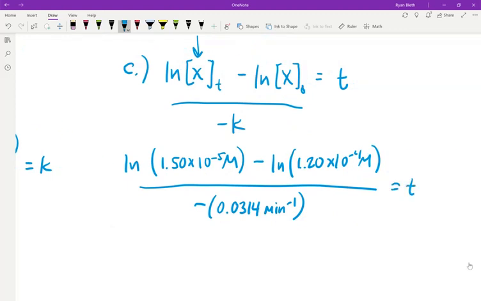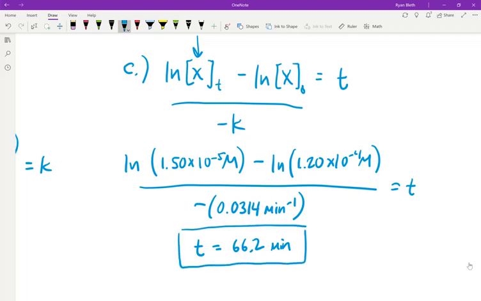As I said, this is not the method that I originally did when I worked this out myself, so I'm just going to take a moment here and punch this in. You can do the same if you like, and make sure that I get an answer that works out. Punching that numerator into my calculator, and then dividing that by negative 0.0314, I get t equals 66.2 minutes. So it would take 66.2 minutes to get to that concentration.